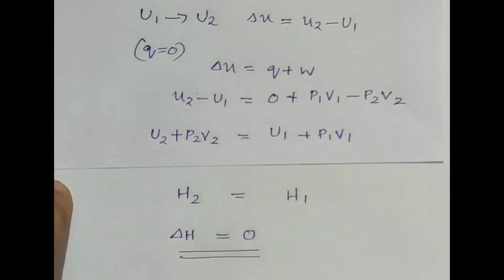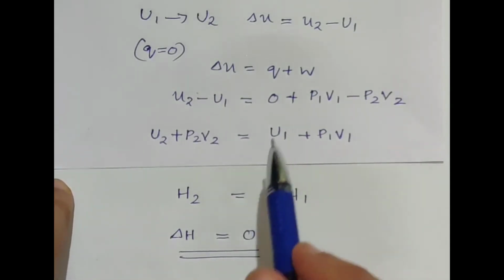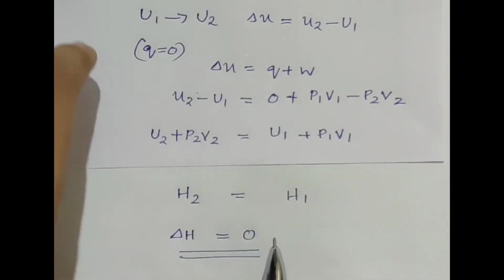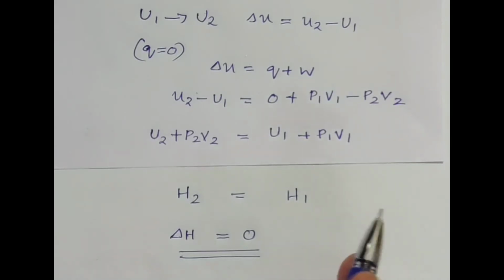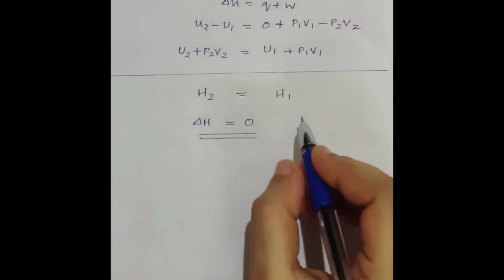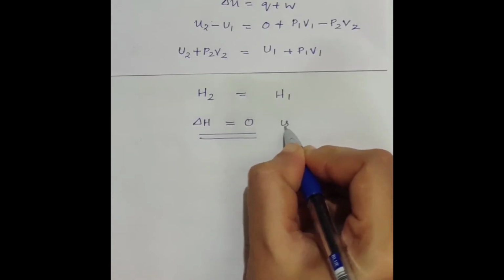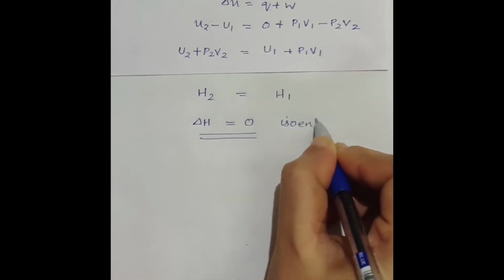The enthalpy remains constant while the internal energy changes. That is, it is an isenthalpic process. This Joule-Thomson effect is an isenthalpic process. Enthalpy remains constant throughout the process, but internal energy changes. We can conclude that the Joule-Thomson effect is an isenthalpic process.